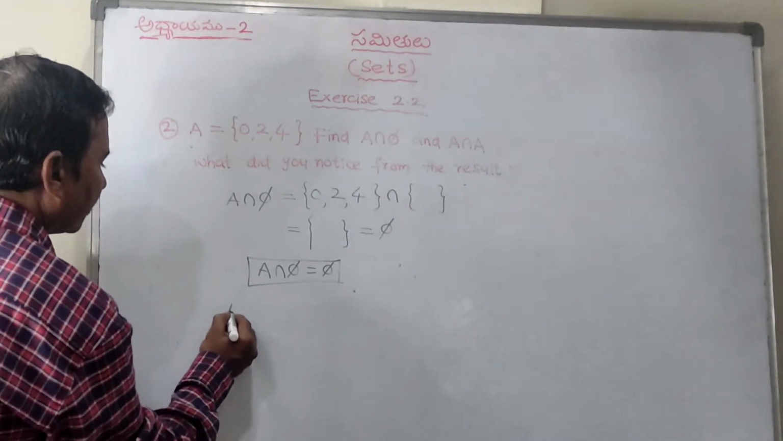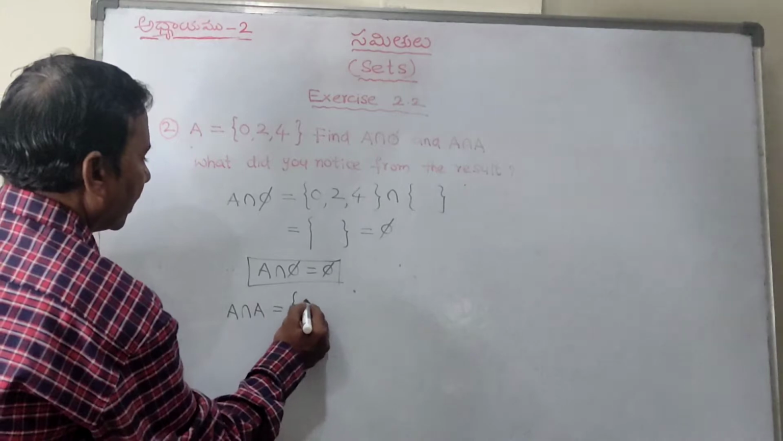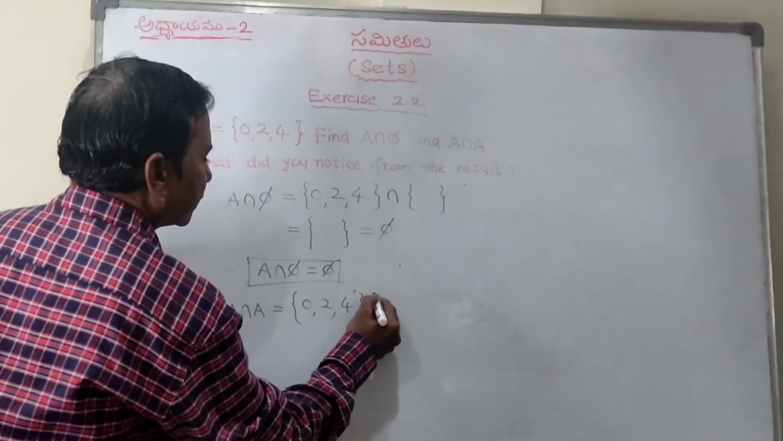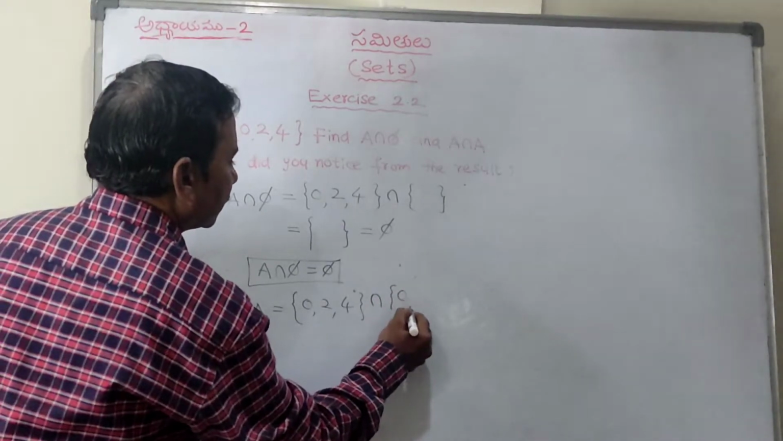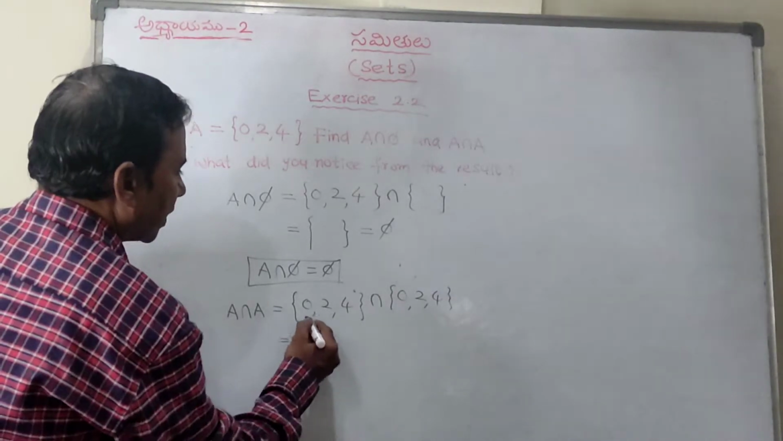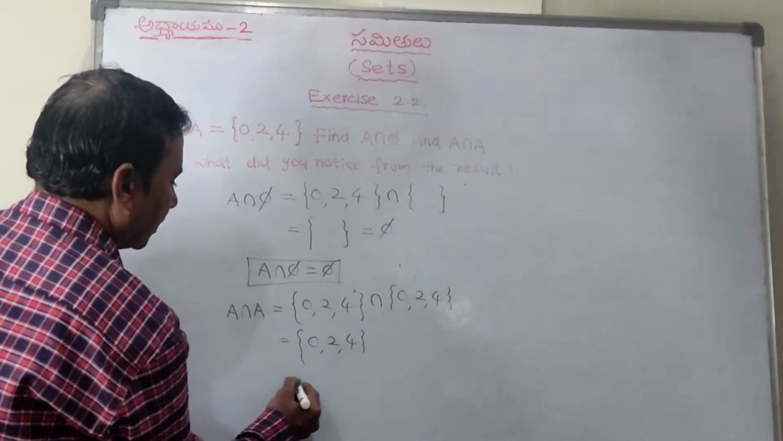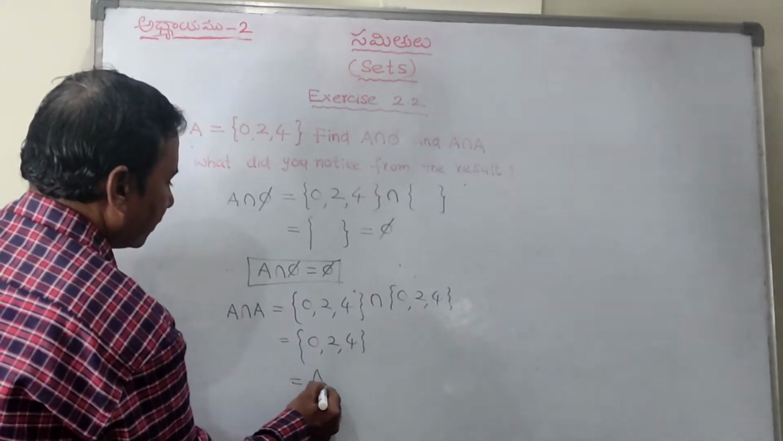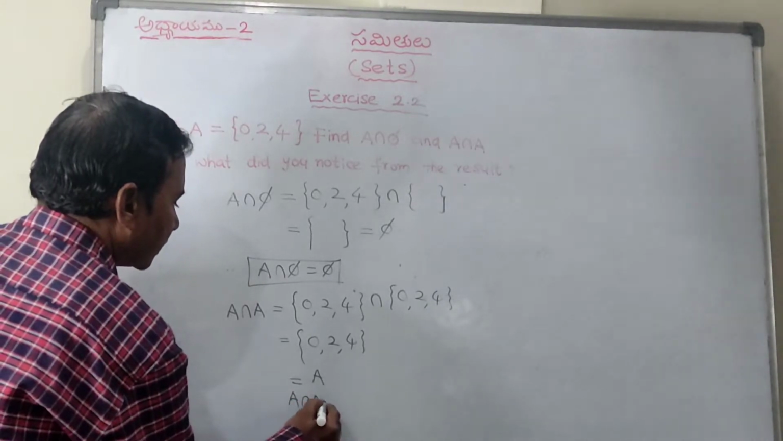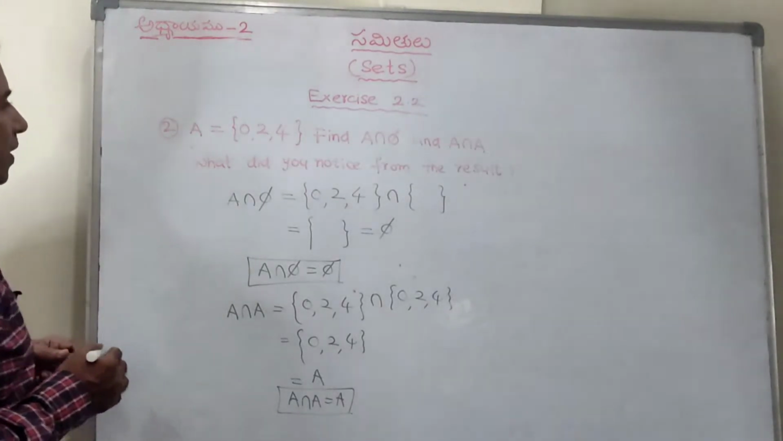Let us take another one, A intersection A. A {0, 2, 4}, intersection again {0, 2, 4}, isn't it? If you see, the common elements will be the same {0, 2, 4}, which again equals A. So what we can conclude here: A intersection A equals A. So this is about the second bit.